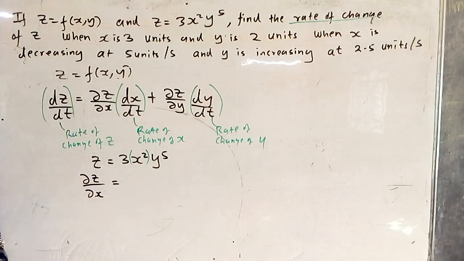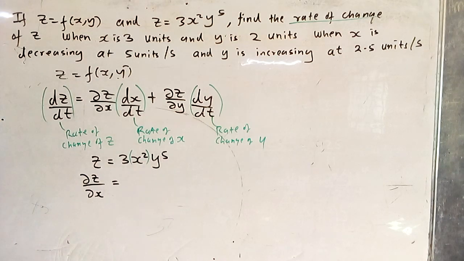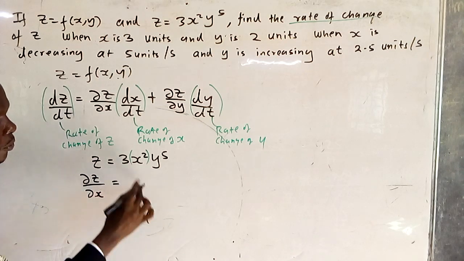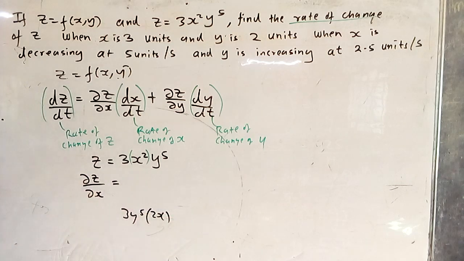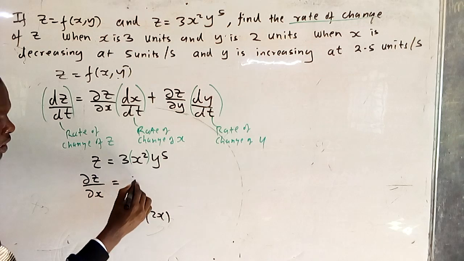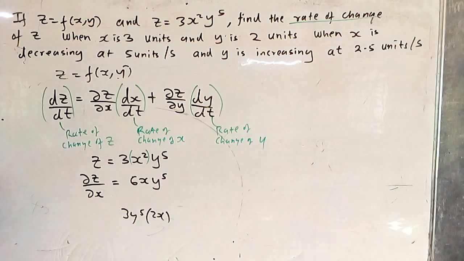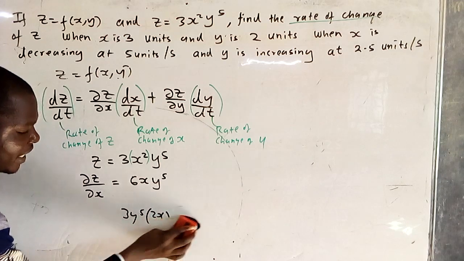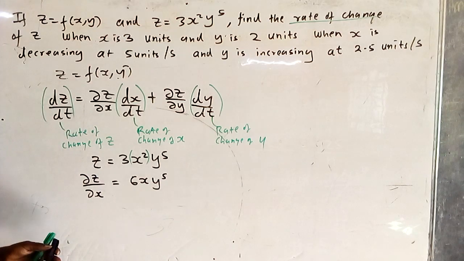Are we together? So if you differentiate x squared, you get 2x. So 2x times 3y raised to power 5, the constants there. If you multiply that, what do you get as the derivative? 6xy raised to power 5. You are done there. You move to the next partial derivative.